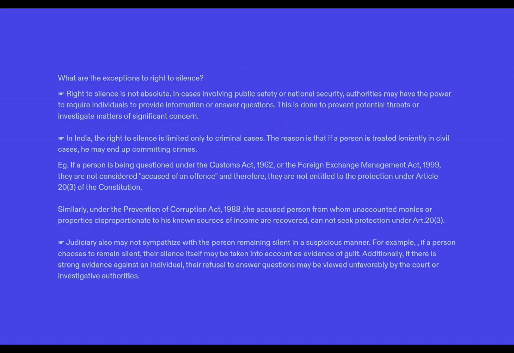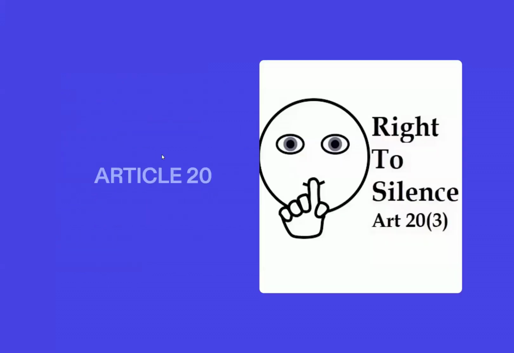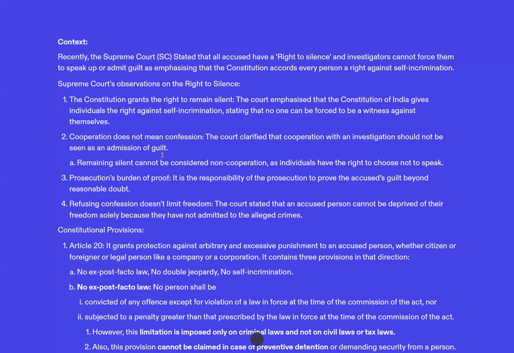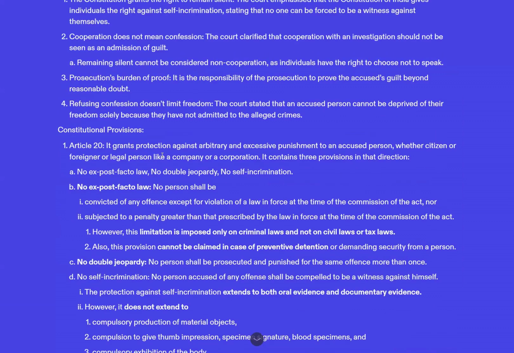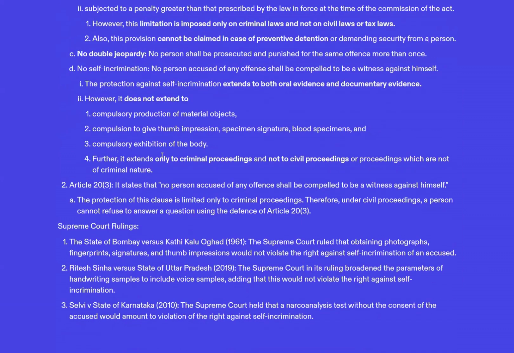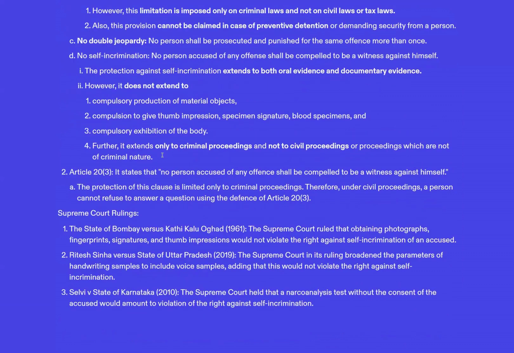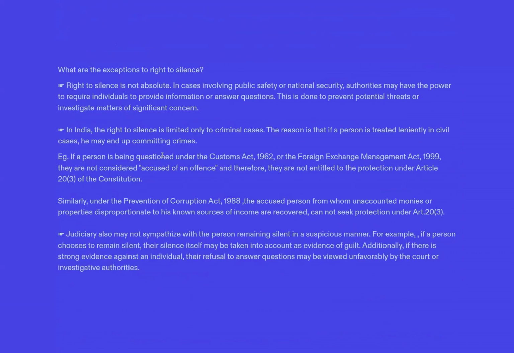Right to silence. Again, I'll just give a summary of what discussions we had. We discussed right to silence, the article related to it. We discussed what was the context of the recent ruling of the Supreme Court. Again, we discussed some of the constitutional provisions related to Article 20, and within Article 20, what are the subclauses. Then certain famous Supreme Court rulings we discussed. Then we further moved on to discuss the exceptions of right to silence, as it is not an absolute right. Okay. So with this, we come to the end of the session.